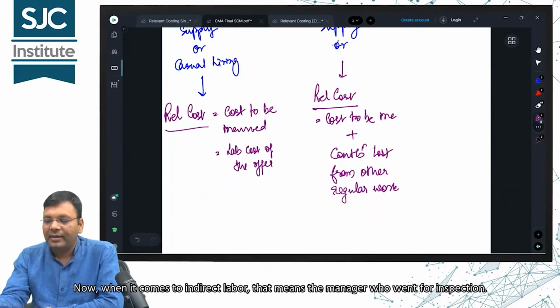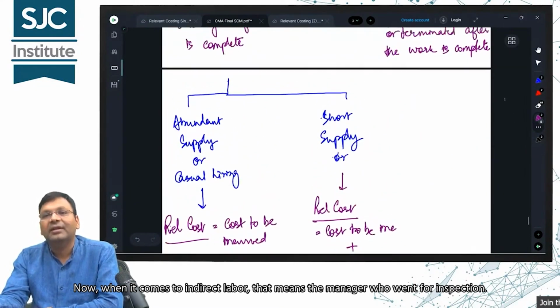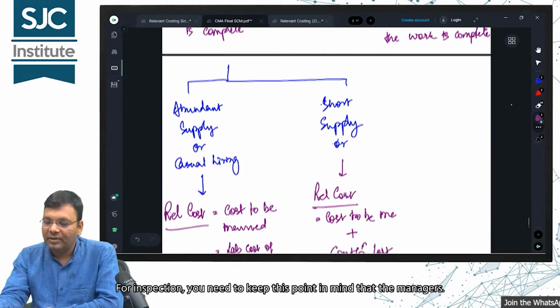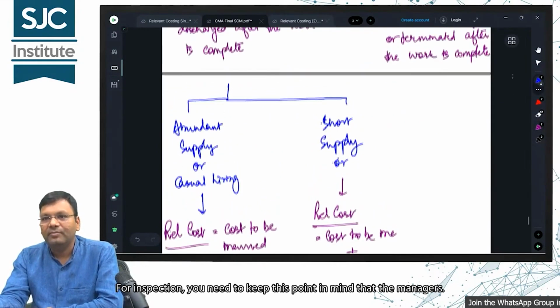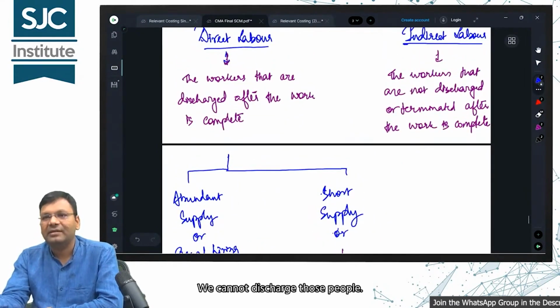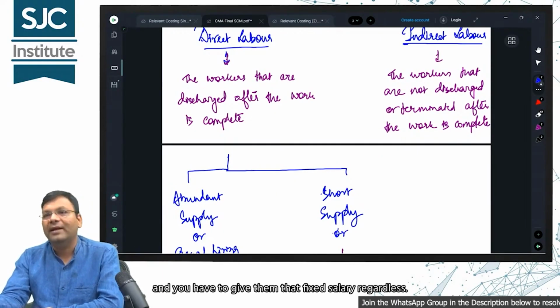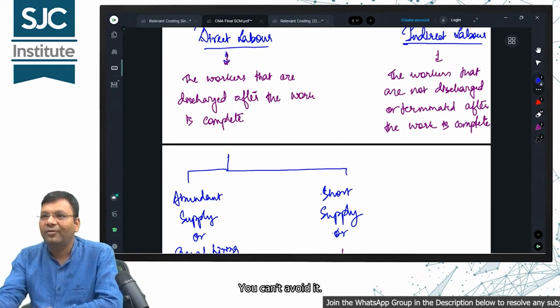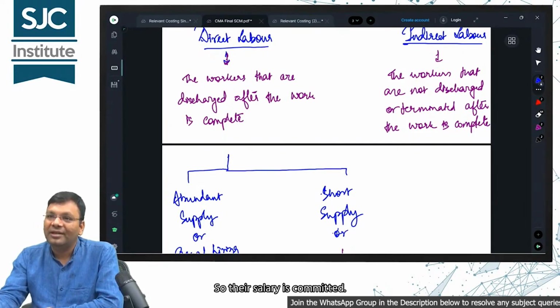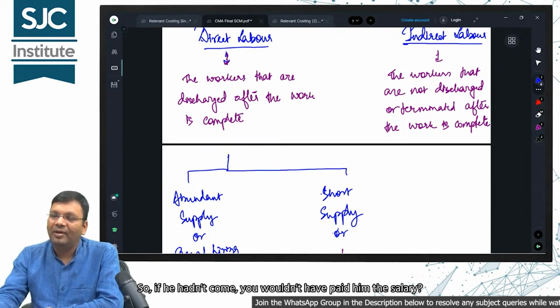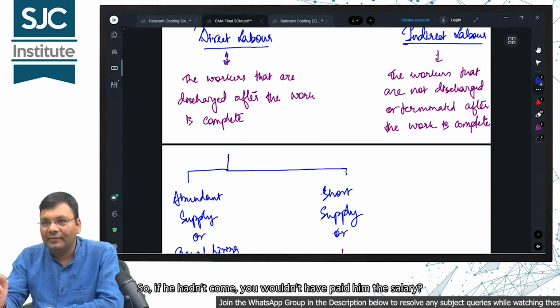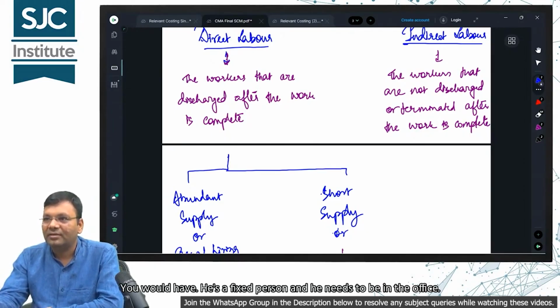Now, when it comes to indirect labor, that means the manager who went for inspection. For inspection, you need to keep this point in mind, that the managers, we cannot discharge those people. So they have a fixed salary. And you have to give them that fixed salary regardless. You can't avoid it. So their salary is committed. So if he hadn't come, you would still have paid him the salary. He's a fixed person and he needs to be in the office.